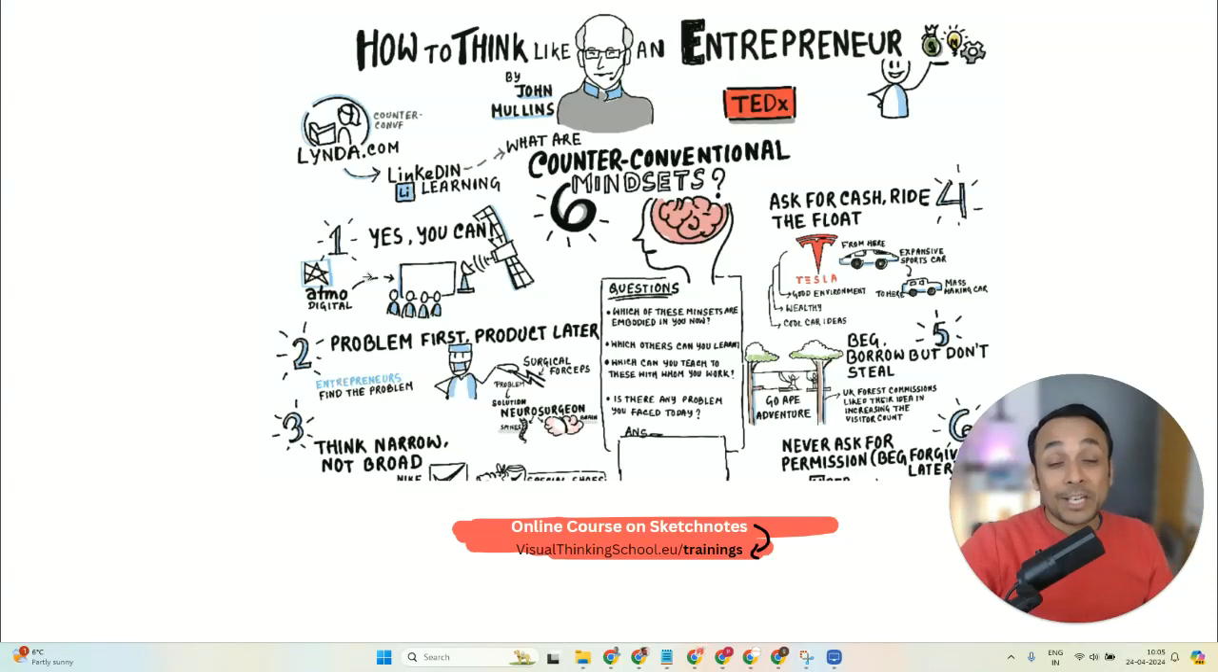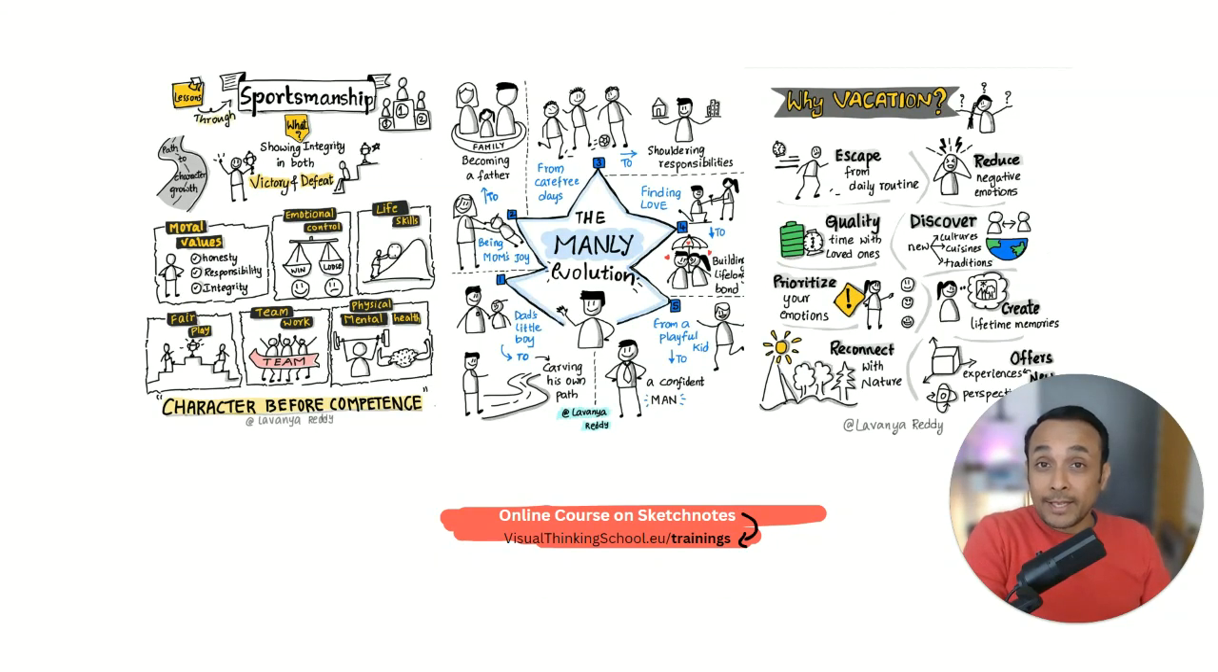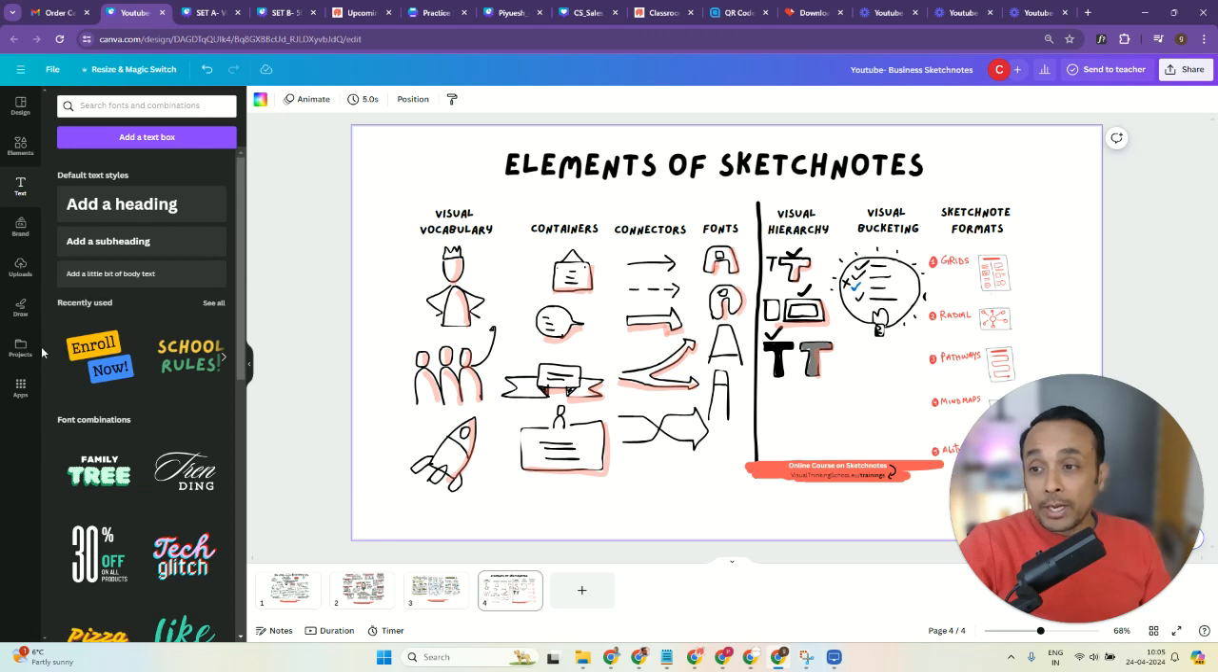If you wish to draw business sketch notes like these, or like these, let me show you one more, like these, then this video is for you. For making business sketch notes, you have these elements of sketch notes, out of which the names are visual vocabulary, containers, connectors, fonts, visual hierarchy, visual bucketing, and sketch note formats, how you place them on paper, out of which the most important one is visual vocabulary. And this is what we will be doing in this video.